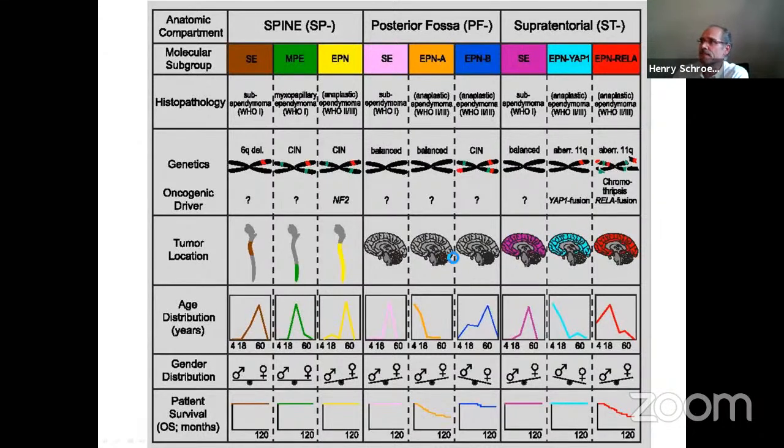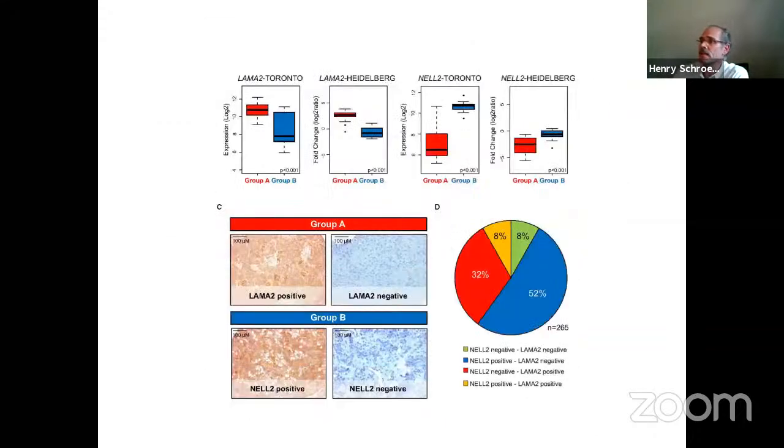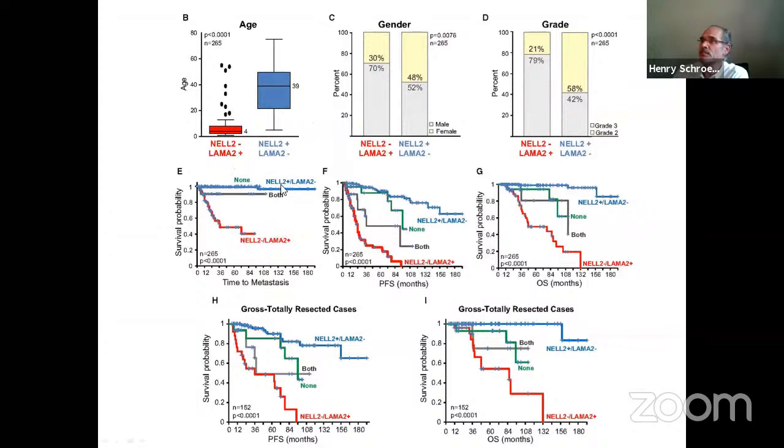That's very interesting. Then they made another investigation of these group A and group B, and they looked at the progression-free survival and overall survival, and you see patients in group B do much better. So the adult population had a better prognosis than the pediatric population. They also looked at some molecular markers like LAMA2 and NELL2, and they found if NELL is positive and LAMA negative, you have a very good prognosis. But if NELL is negative and LAMA is positive, the prognosis is much worse.